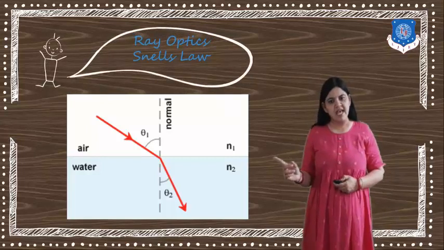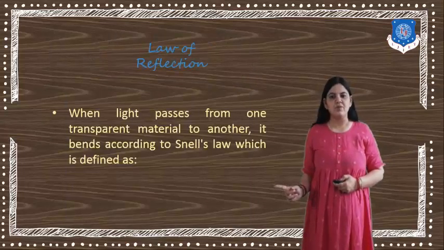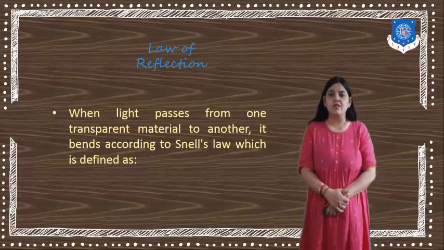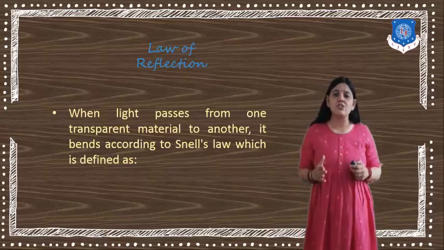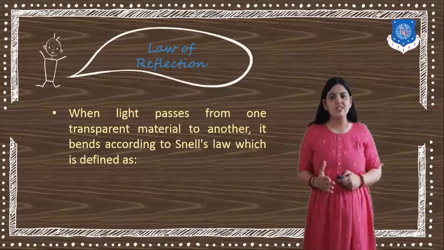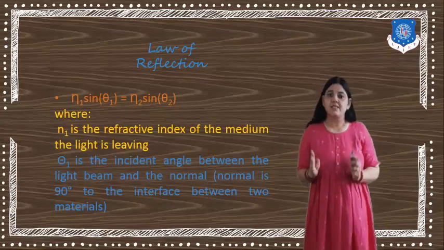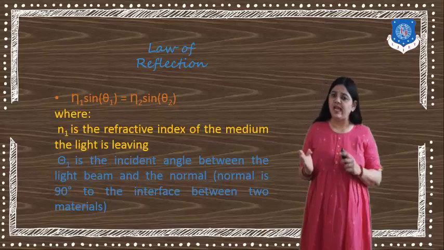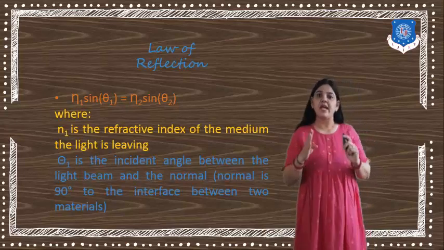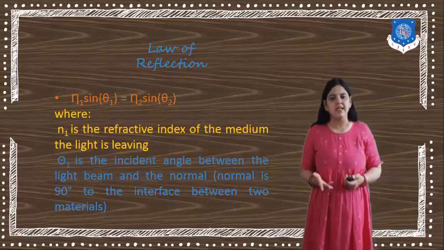Okay, so here the medium is air having the refractive index N1, and the medium having the refractive index N2. When light passes from one transparent material to another, it bends according to Snell's law, which is defined as N1 sin theta 1 = N2 sin theta 2, where N1 and N2 are the refractive indices of the media.